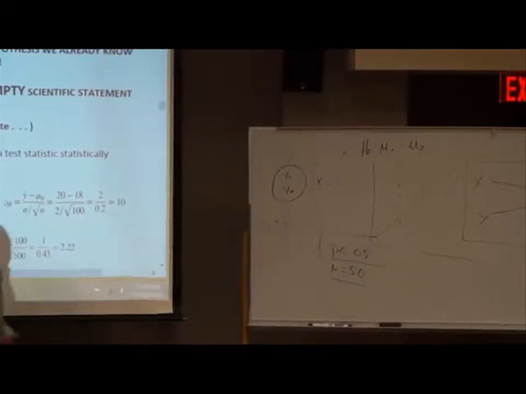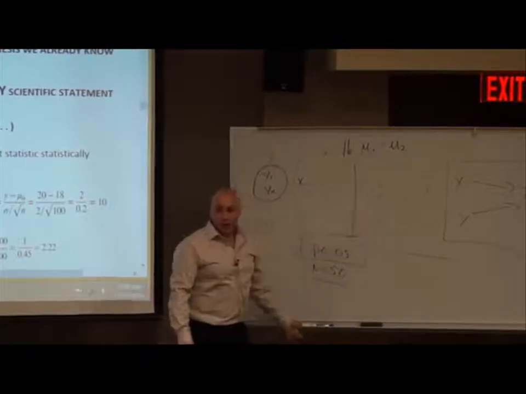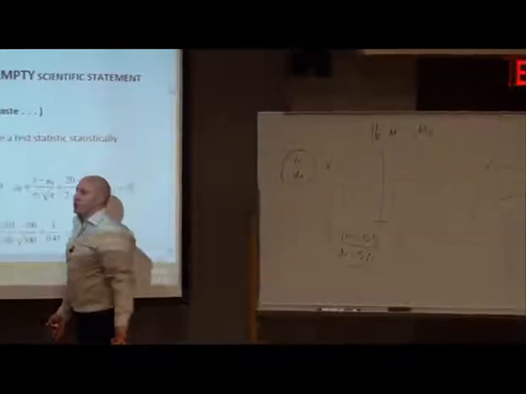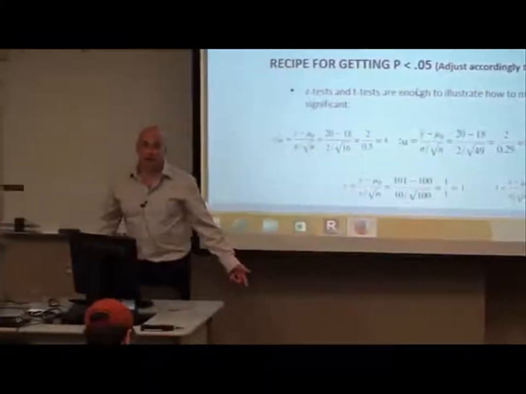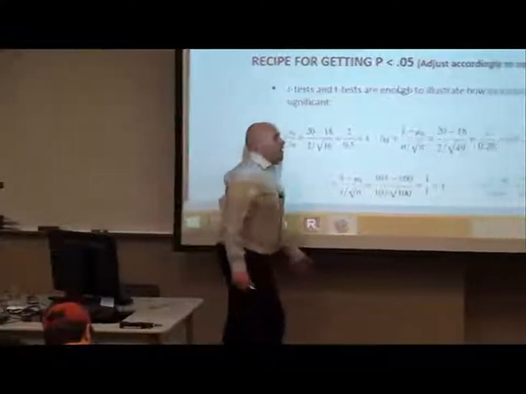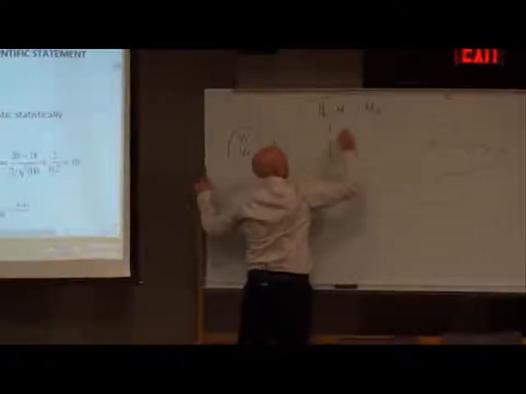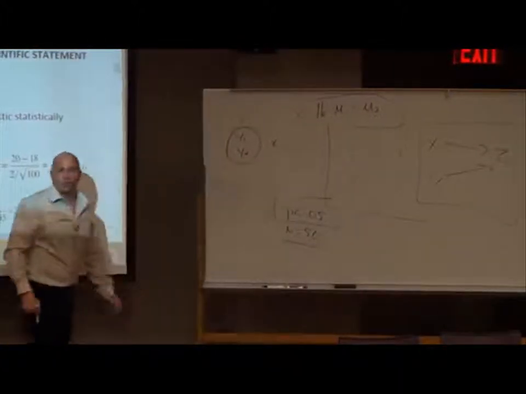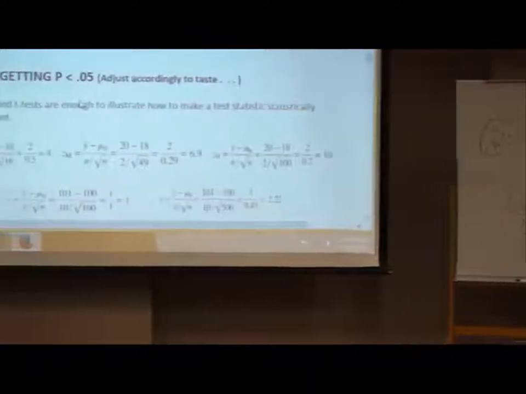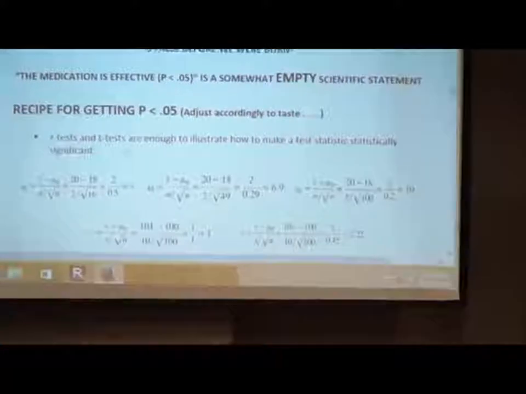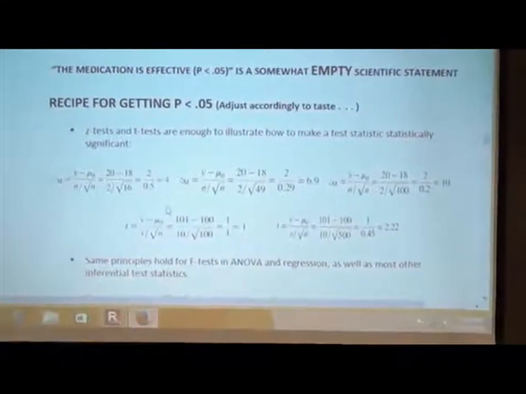You really think in the population, for whatever you're measuring, that the two population means are going to be equal? Not a chance. They're going to be unequal, and if they aren't unequal, carry a few decimal points, and I guarantee you they'll be unequal. So already we know that when we look at this hypothesis, it's going to be false. So problems abound with null hypothesis significance testing. The example of the medication is effective is a somewhat empty scientific statement if not coupled with other information.